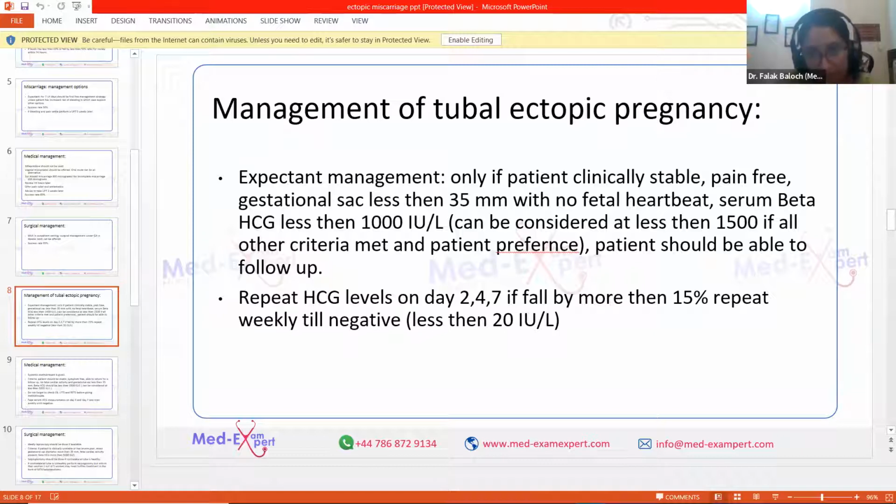Whenever you go for expectant management, you repeat the beta HCG levels on day 2, day 4, and day 7, and you expect a fall in HCG levels by more than 15%. Then you repeat beta HCG levels weekly till it's negative. This is basically the expectant management.